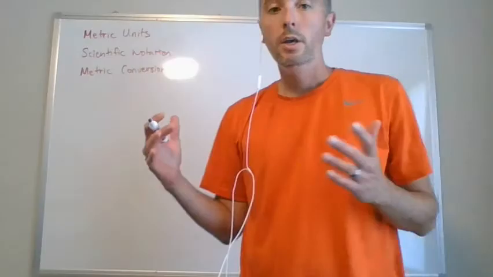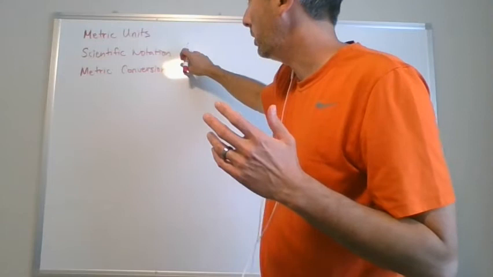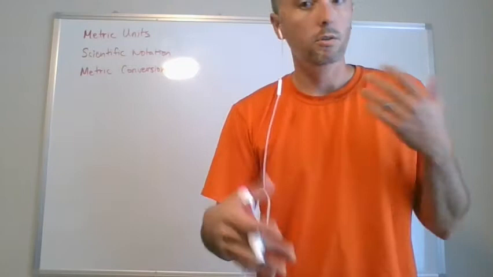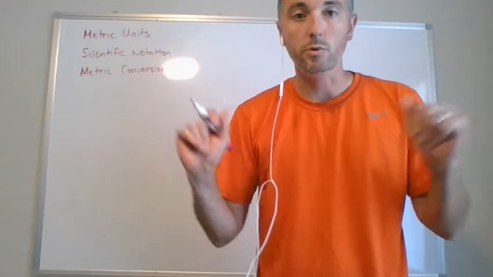Now, I have it kind of laid out into three little mini sections: metric units, scientific notation, and then finally metric conversions once we get there. Your assessment is sort of linked to these three. So I'm going to go relatively quickly because you can pause, start, go slower, faster, wherever you need to be, and rewatch this, and I don't want to waste your time. So first and foremost, let's talk metric units.